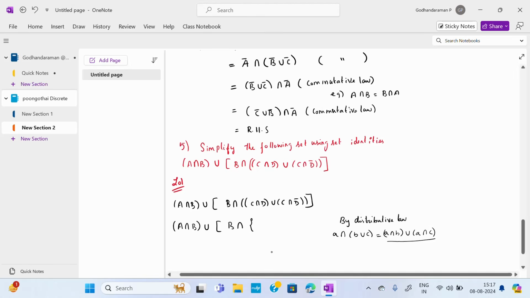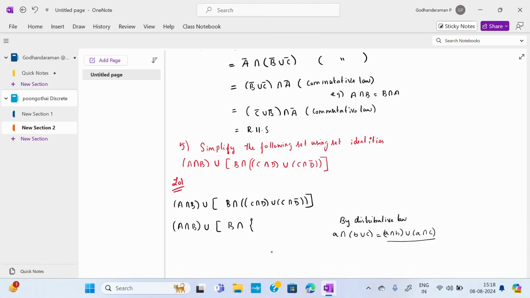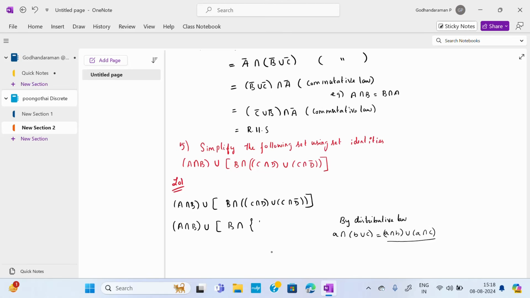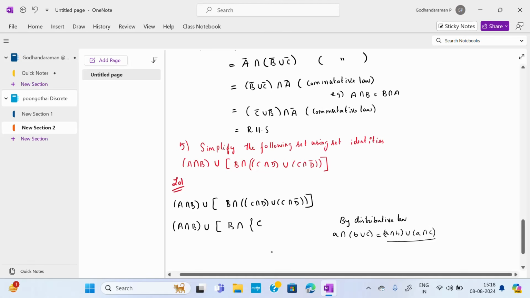Now when I write it this way, A intersection B union C, it's nothing but C is common. So C is common, and D and D bar are considered different letters, like B and C. So now when I write it, C intersection D union D bar. It's called the distributive law.